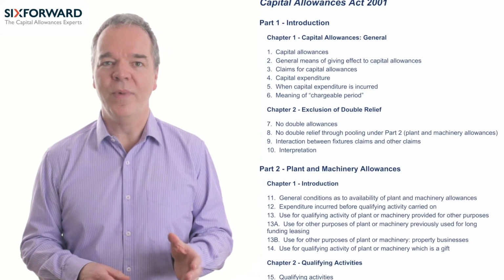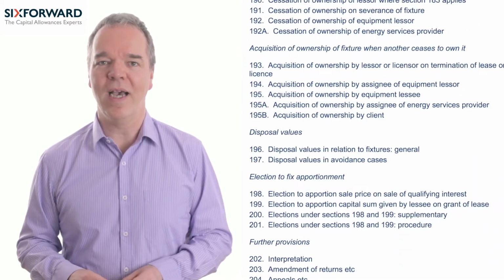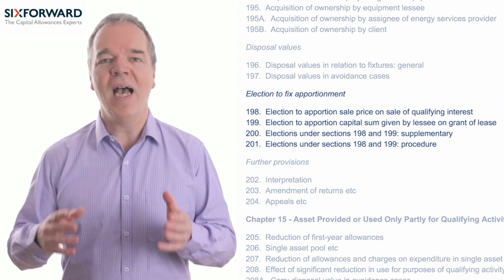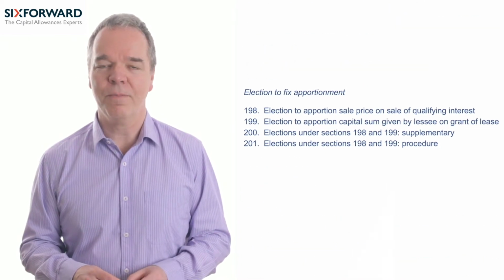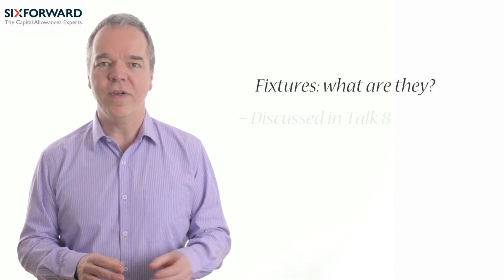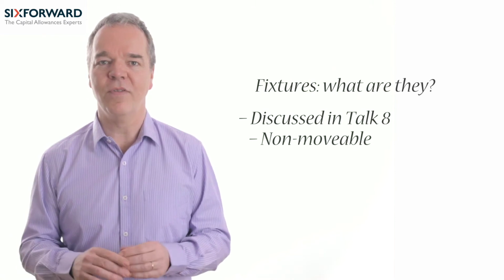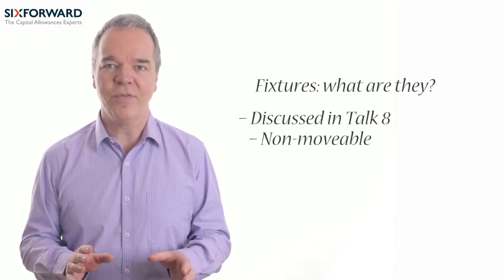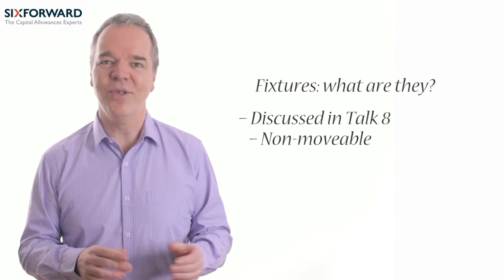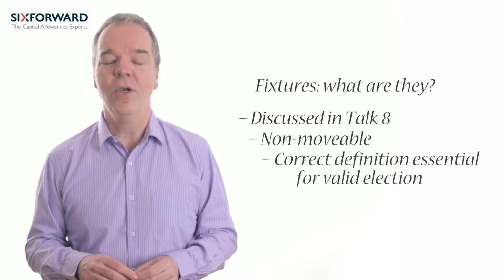The statutory requirements for a valid election can be found at Sections 198 to 201 of the Capital Allowances Act 2001 as amended from April 2012. Fundamentally, the election can only cover fixtures in the capital allowances sense. We looked at the meaning of fixtures in detail in Talk 8, but the essential point is to exclude movable items of plant and machinery. Tables and chairs, for example, are plant, but they are not usually fixtures. Including them in the election could well make it invalid with disastrous tax consequences.